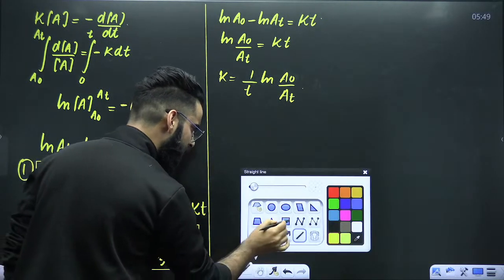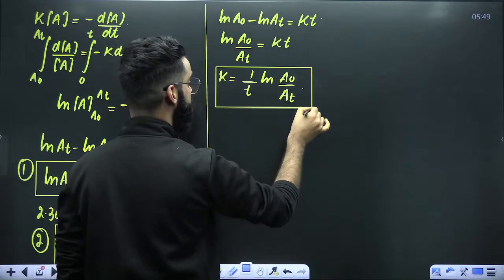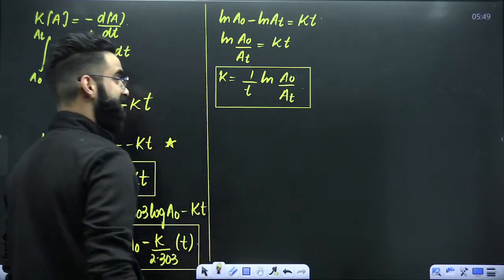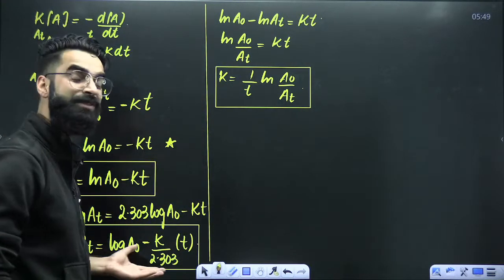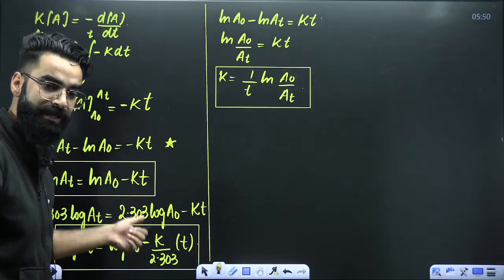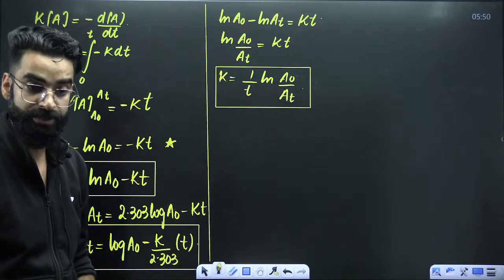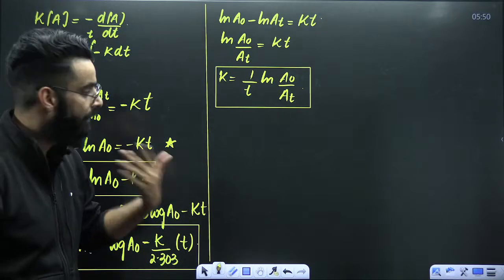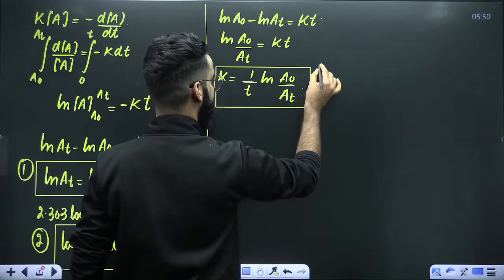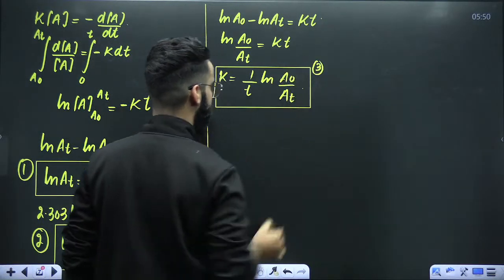This is one more way of writing the integrated rate equation for the first order kinetics. So this is the third expression of writing the same thing. This is the integrated rate equation. Even this is. These are the different formats of integrated rate equation, nothing else. Okay? This was the third one.